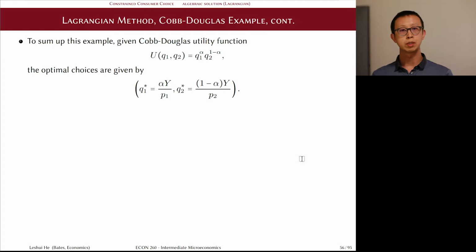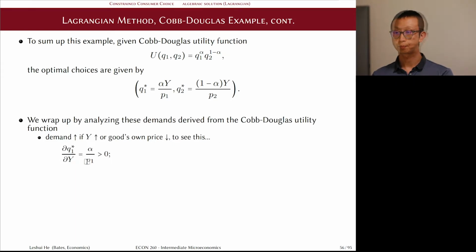To wrap up the utility maximization problem of the Cobb-Douglas utility function, I would like to summarize the properties of its derived demand functions. These demand functions are relatively simple, so they're actually very easy to work with. In addition, they have some intuitive and appealing properties. Each demand is increasing in the budget or income. As Y increases, the quantities demanded will increase for both Q1 and Q2.